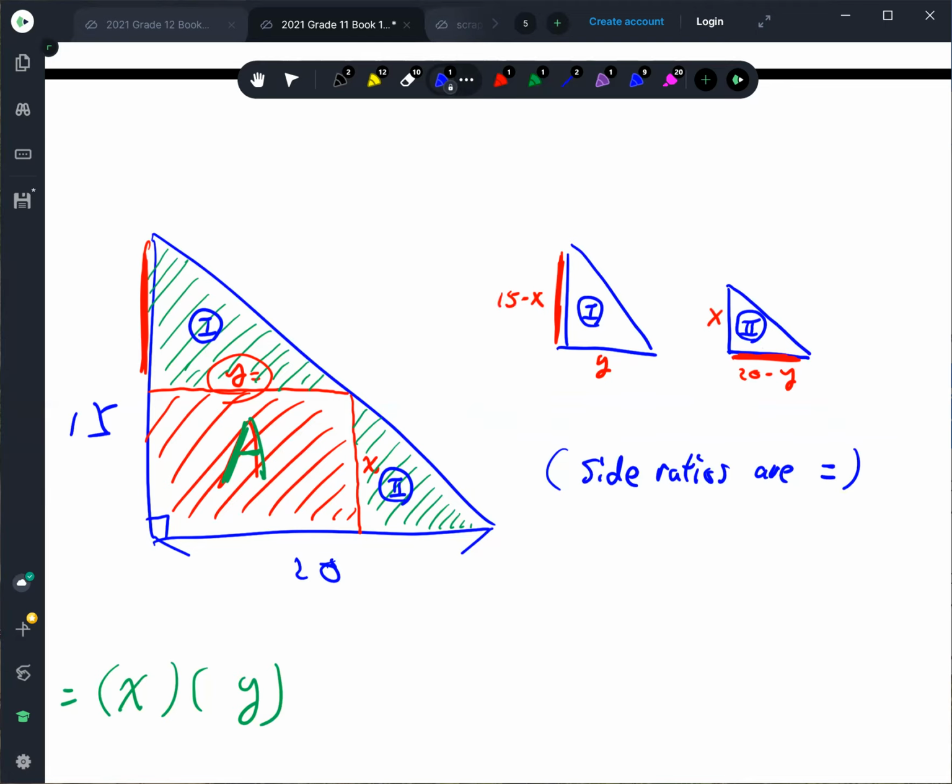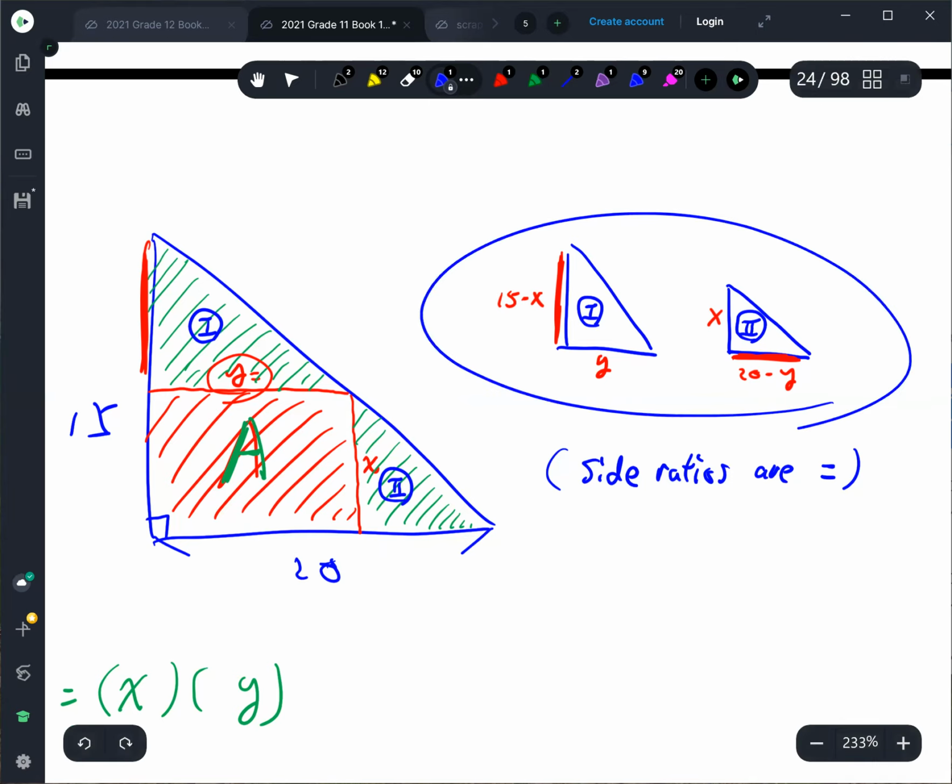So the first side ratio is 5/20. Hmm? 15 over 20. We're just talking about these two triangles. We're not doing 15 and 20. I'm not sure.